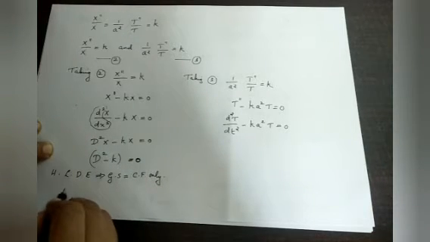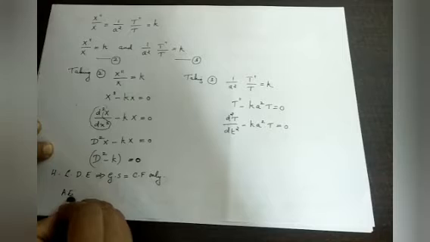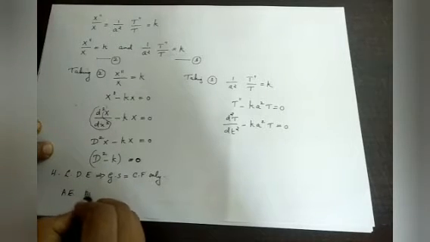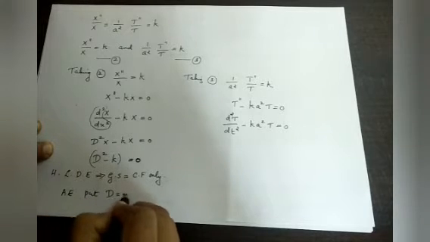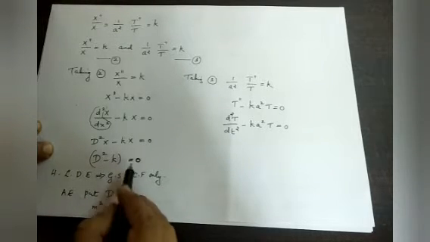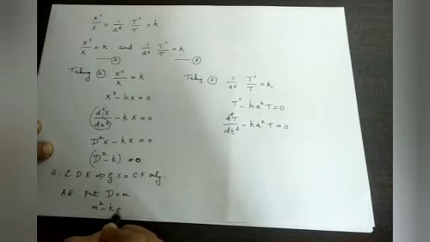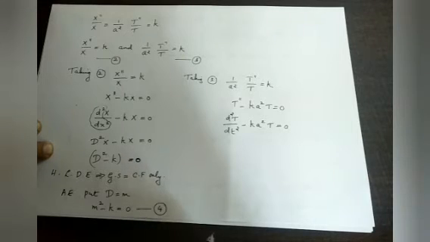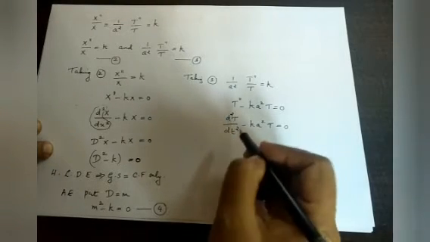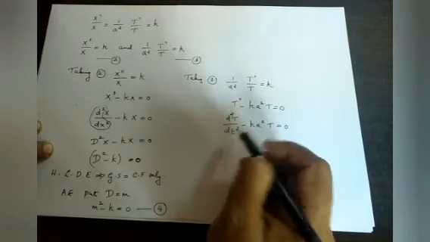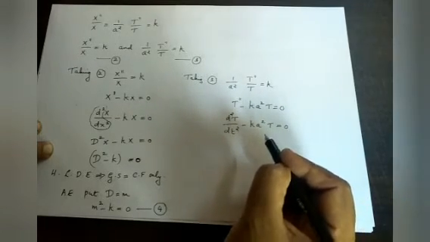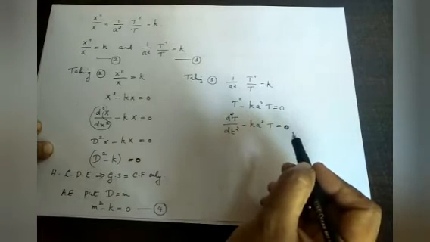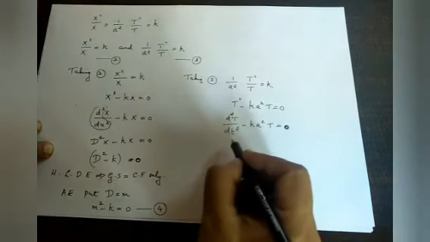Therefore, to form the solution, first of all we will form the auxiliary equation. For that we will put D = m. Then this equation becomes m² − k = 0. Take it as equation number 4. Here the same case: this also represents a linear differential equation. Since on the RHS we have 0, it is a homogeneous linear differential equation.